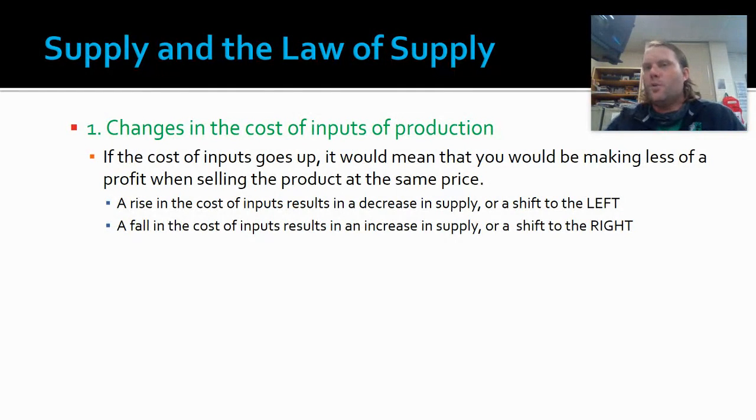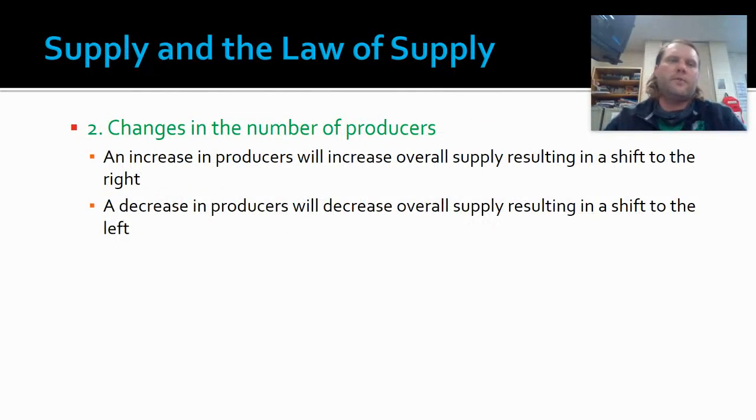A bunch of different things can cause the price of that to go up, probably most notably fuel. If the price of fuel goes up, we're going to decrease our supply. If the price of fuel goes down, we might increase our supply. There are any number of different inputs, and a lot of times these shifters are going to be tied into some type of input, what goes into producing stuff.